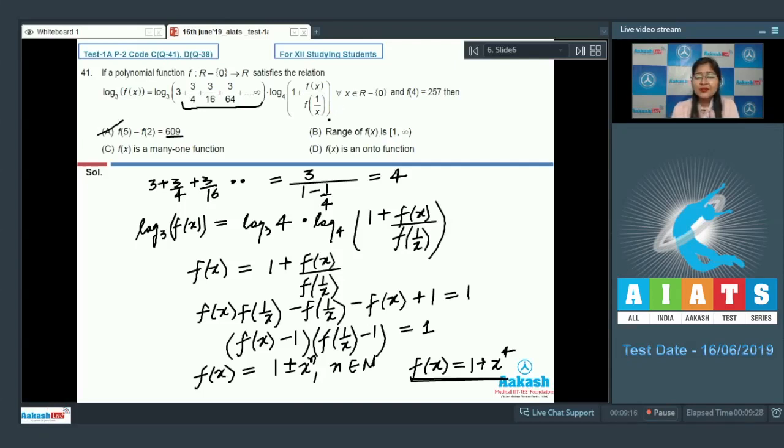And option number C says that it's a many-one function. So, this is also correct. Option number D says that it's an onto function. That is not true because it's always greater than or equal to 1, which means that the range is not equal to the codomain. So, this option is incorrect. So, the answer is option number A and C.